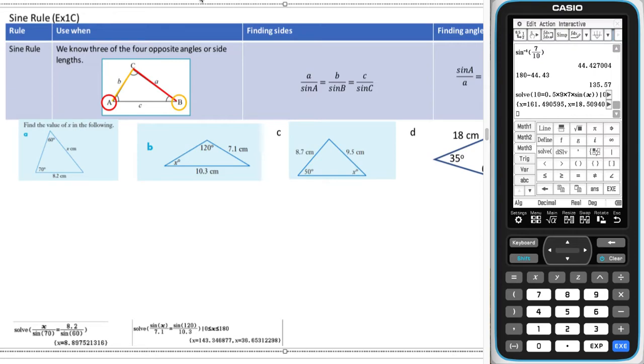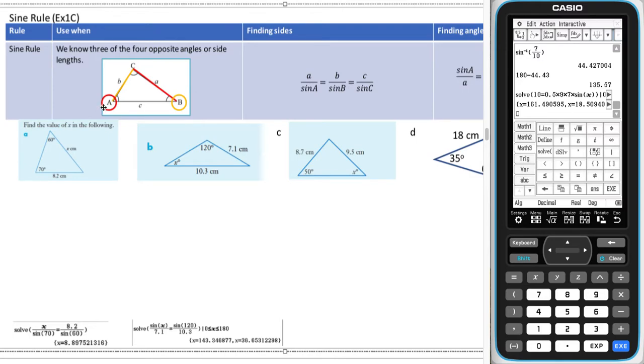In this video, we're looking at the sine rule. The sine rule helps us find the sides or the angles in non-right angled triangles. For the sine rule to work, we need to know 3 of the 4 either opposite angles or side lengths.